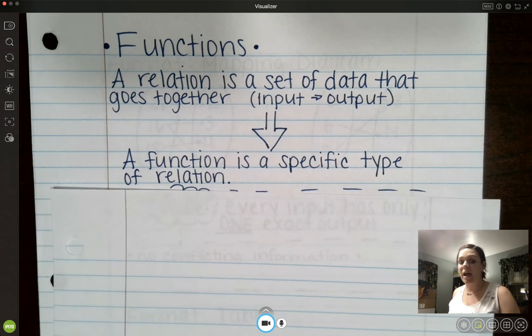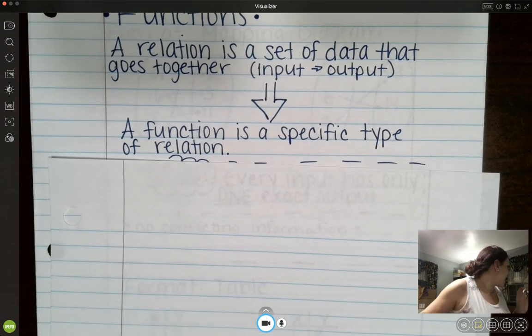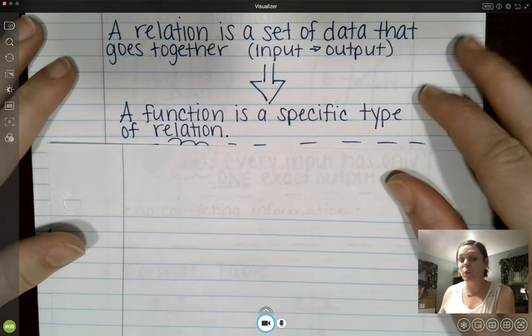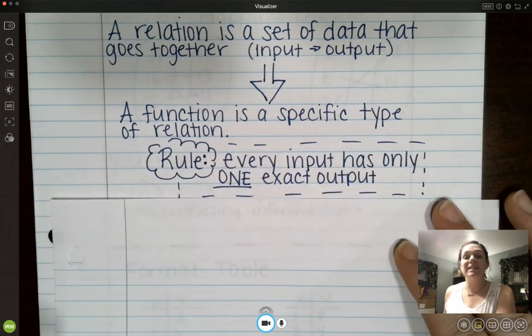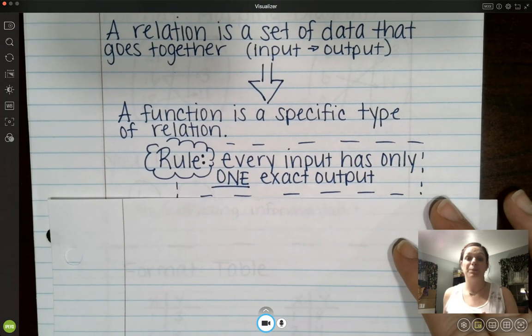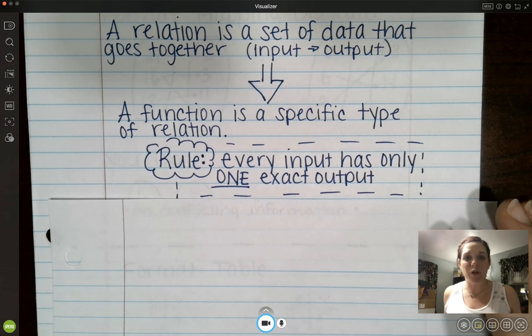So with that, a function is a specific type of relation. It has to follow a certain rule in order for it to be considered a function. And that rule, as we've covered before, is every input has to have one exact output. So if it doesn't meet that criteria, it can't be functioning.